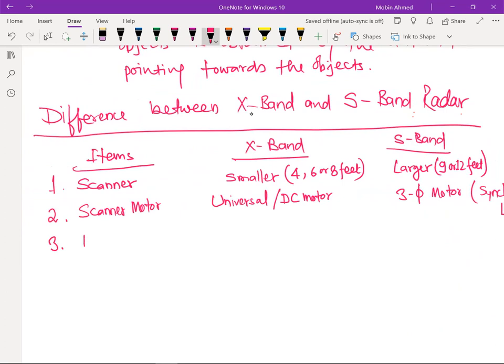Third, frequency. X band is 9.2 to 9.5 gigahertz, whereas S band is going to have a frequency of 2.9 to 3.1 gigahertz. Fourth is wavelength.